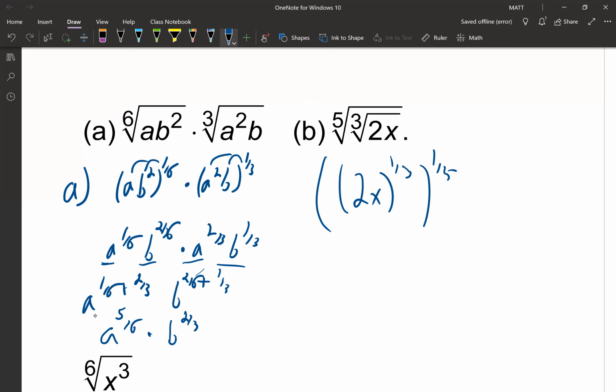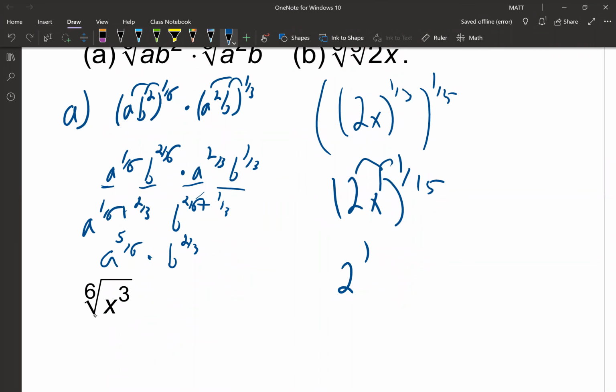Right? And then notice we have a power, and that's raised to another power. So I can multiply those together. So we get 2x to the 1/15th power. And then we can distribute that to the 2 and the x, right? So this is 2 to the 1/15th power, and this is x to the 1/15th power. Right? And of course, they're still just being multiplied together.